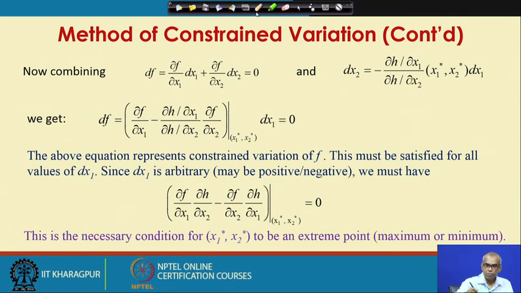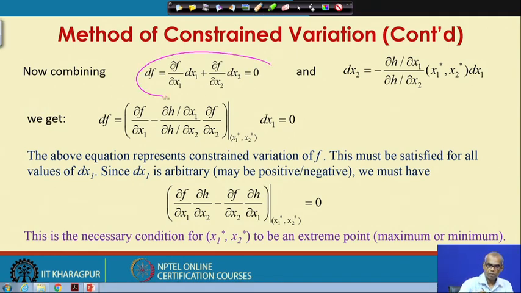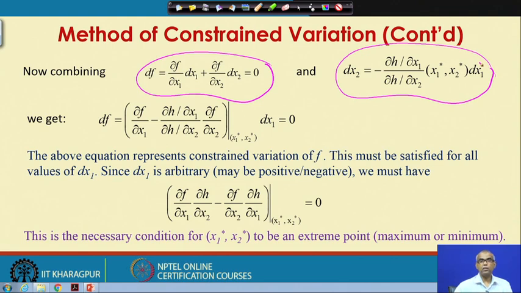So, now let us combine the total derivative df, that will be equal to 0 at the point of minimum, and the condition that is given by the admissible variations. If we combine these, we get this expression for df, which will be equal to 0 at x1 star, x2 star, which are the likely minimum. So, this equation represents constrained variation of f, and this must be satisfied for all values of dx1.